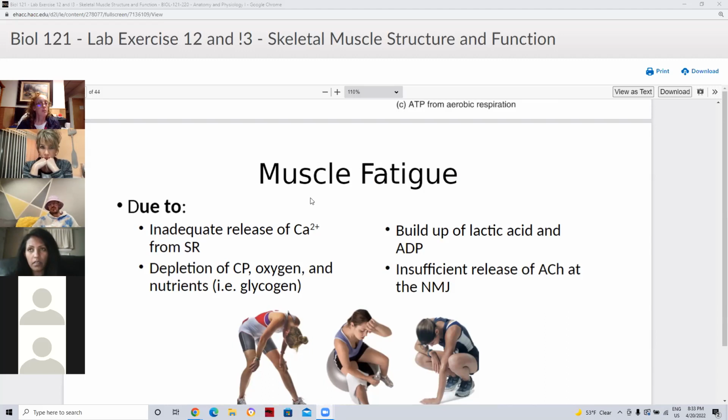Buildup of lactic acid and ADP, because even though we have a lot of ADP, unless we have things to transfer phosphate groups to it, we're not going to make more ATP. And what if we start having less acetylcholine around in the neuromuscular junction? That's going to cause muscle fatigue if we have less acetylcholine.